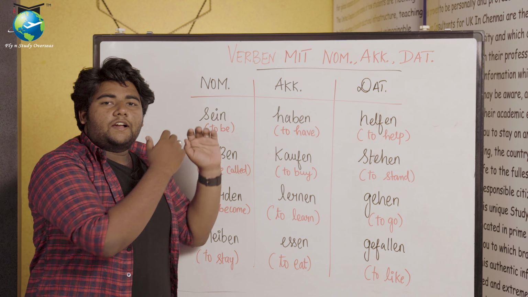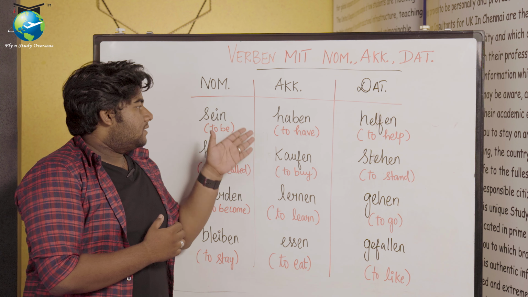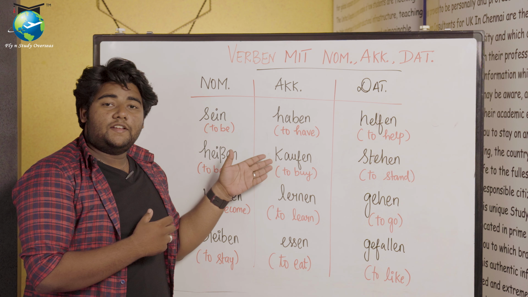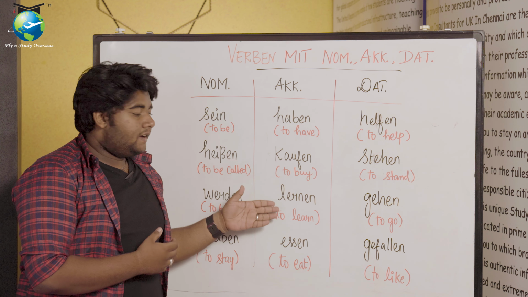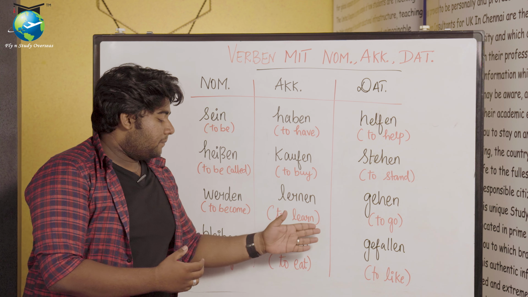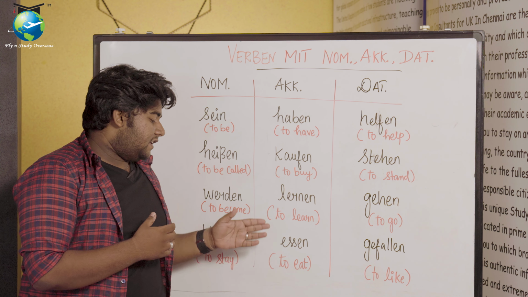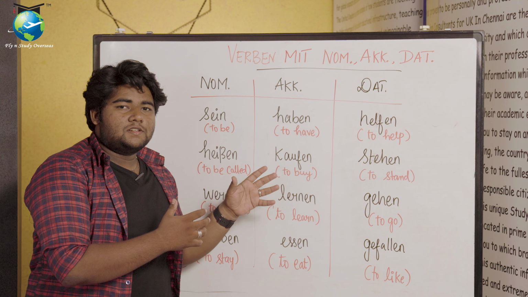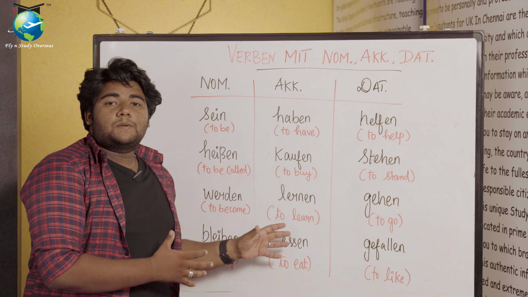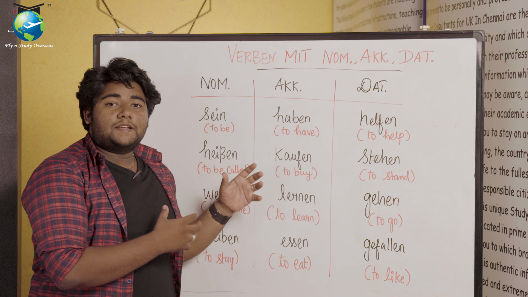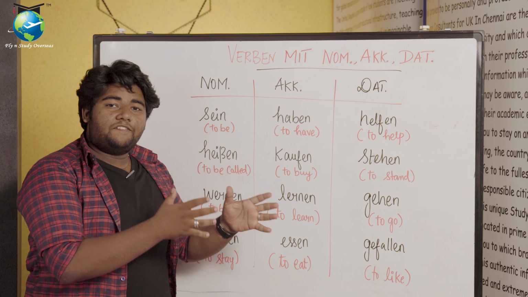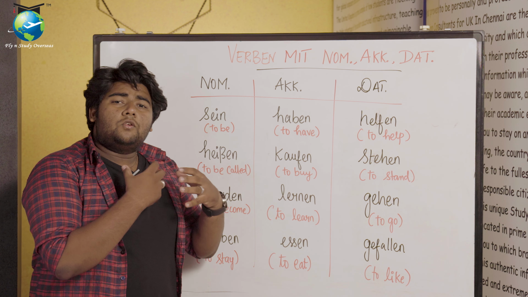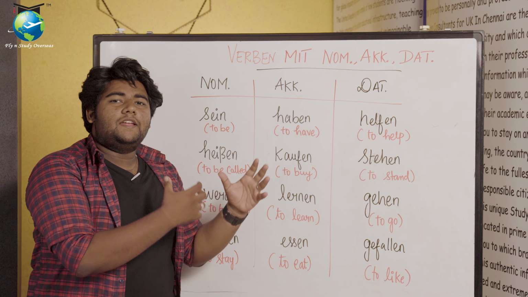Then for accusative, let's take some examples. Haben. Haben is to have. Kaufen. Kaufen is to buy. Lernen. Lernen is to learn. Essen. The meaning of essen is to eat. So these are some example verbs for the accusative verb list. If these verbs are present in a sentence, you can definitely assume that the sentence is an accusative sentence. So you will obviously use accusative grammar in that sentence.